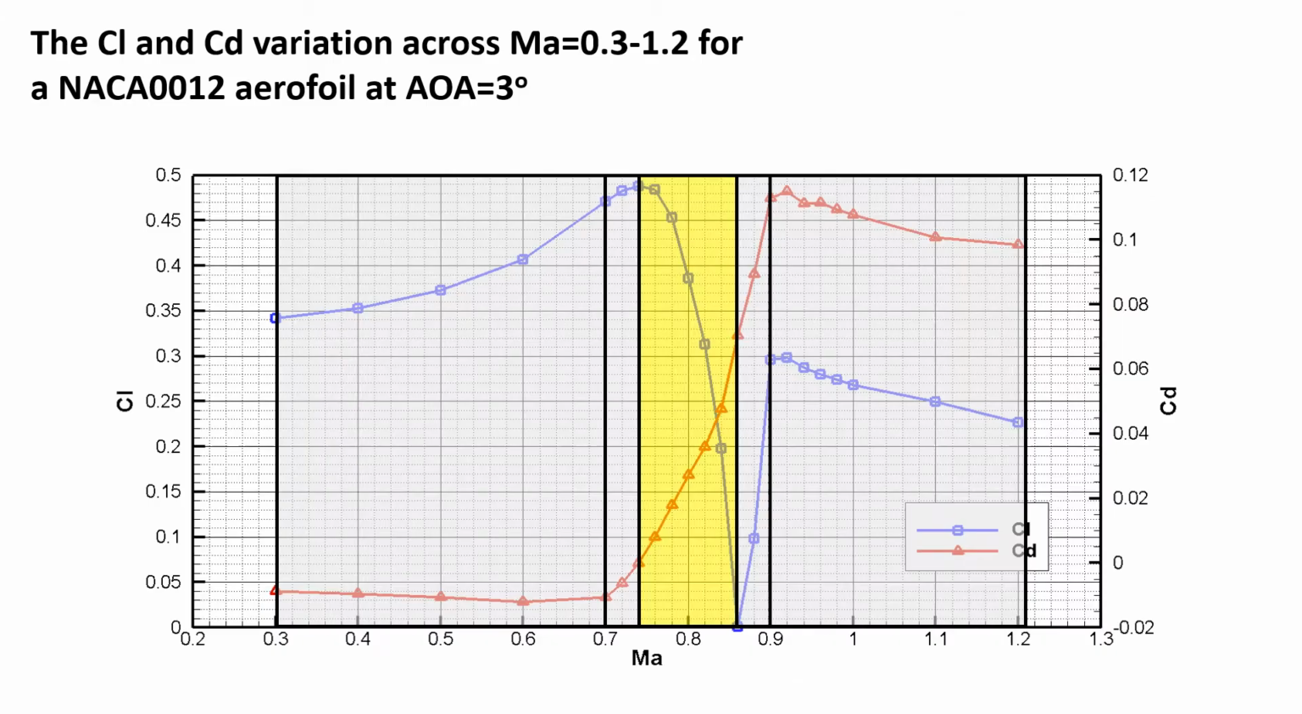Okay, so now we move to region 3, and the Mach number is increased from 0.74 to 0.86. So it's a slightly wider region than the previous region, but we can see the drag continues to increase, but there will be a sudden drop in the lift. Why? They have opposite trends. So let's see again.